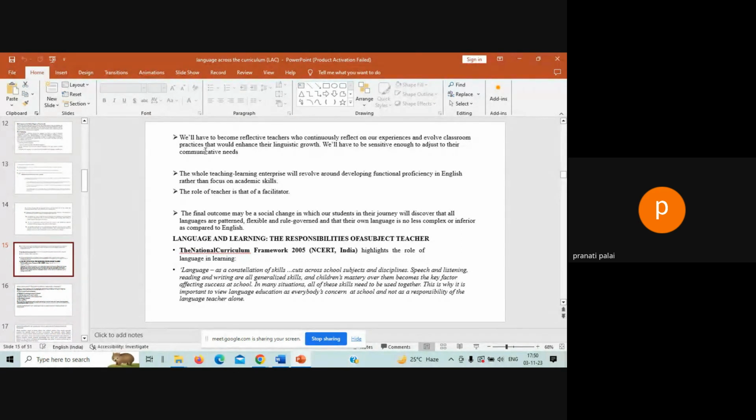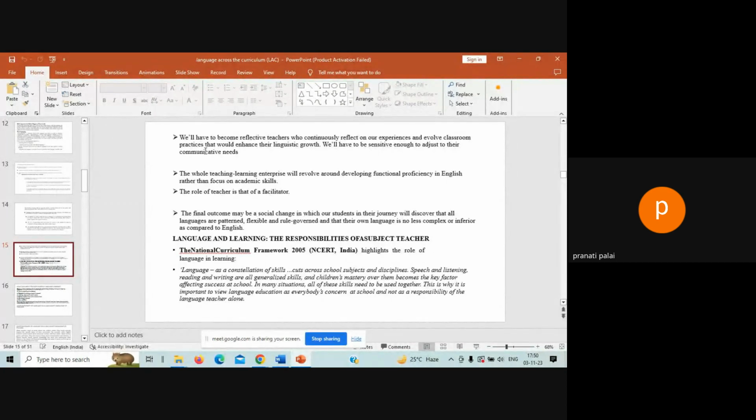Sometimes it happens that all other subject teachers give the responsibility to the language teacher, that it is the responsibility of the language teacher to develop the language ability of the child. No, that should not be the case, because language is also used in history, it is also used in geography, it is also used in mathematics and science.